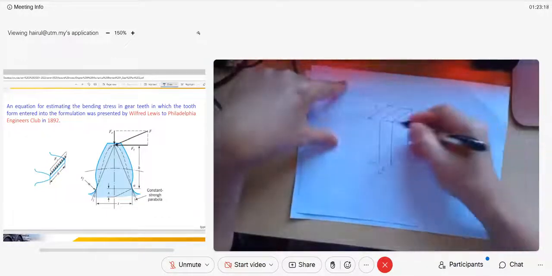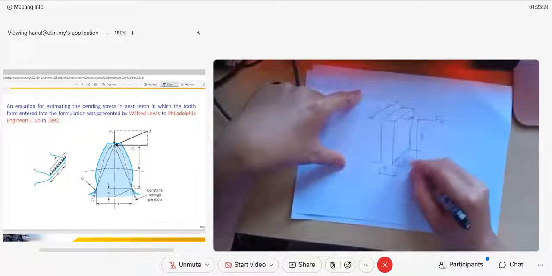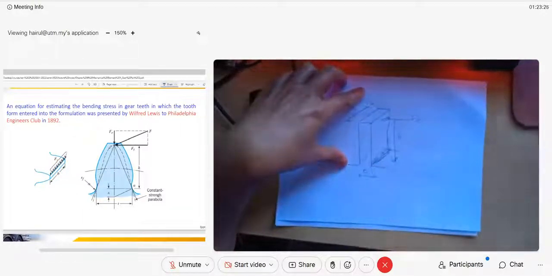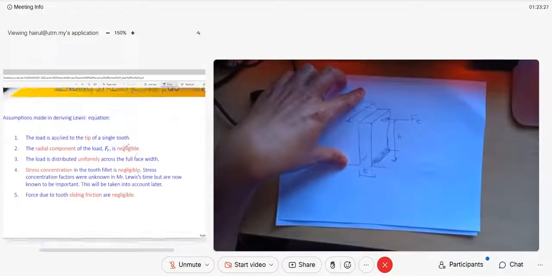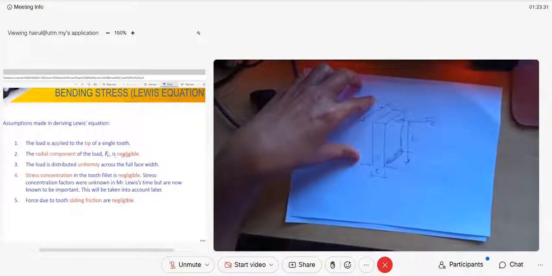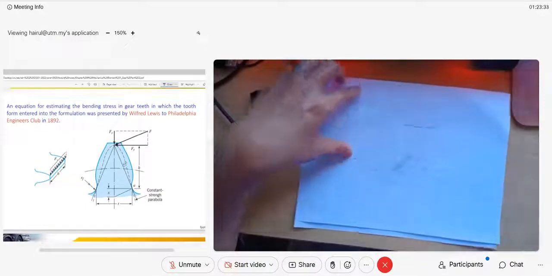Normally, when we have F tangent, what will be the bending stress at this neck? This side is compression, this side is tension. As I told you, the radial component we can neglect. We don't focus on it for the gear.